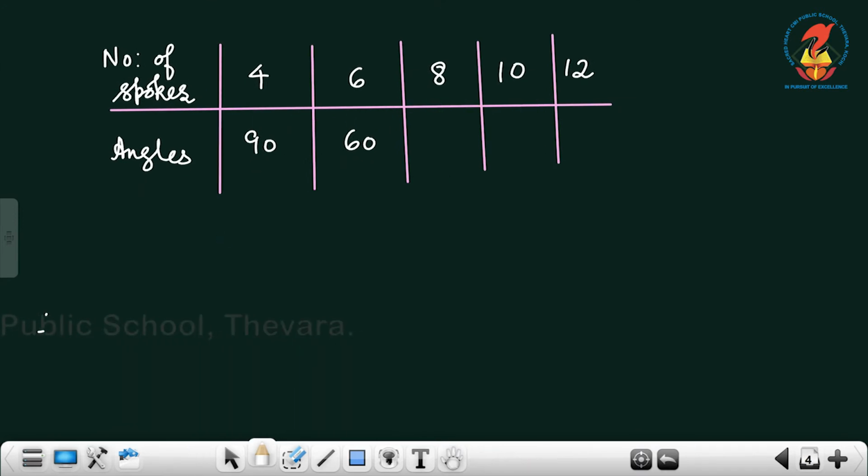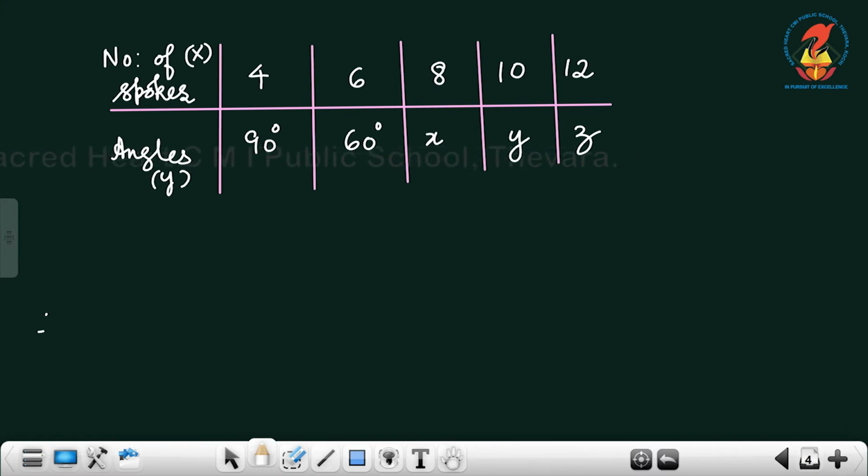Okay, when the number of spokes is equal to 4, the angle is 90 degrees. When there are 6 spokes, the angle is 60. When there are 8 spokes, we don't know, we need to find. When there are 10, the angle we need to find. And when there are 12 spokes, the angle is Z. So we need to find X, Y and Z. I am going to take the number of spokes as X, angles as Y.